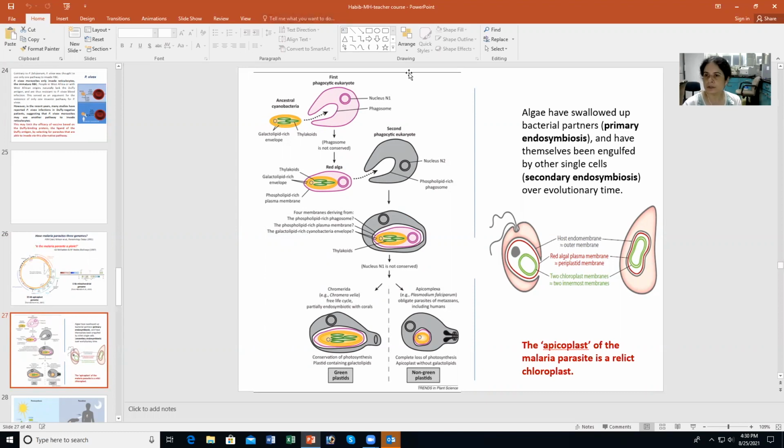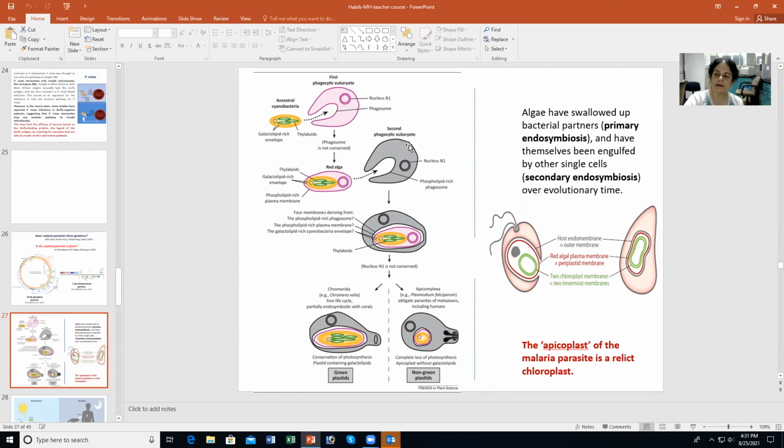The evolution of the apicoplast in the malaria parasite is also interesting because when you look at the apicoplast, it is surrounded not by 2 membranes, but by 4 membranes. You know that the mitochondrion is surrounded by 2 membranes. The green plastids are also surrounded by 2 membranes. But the apicoplast is surrounded by 4 membranes. An explanation for this is secondary endosymbiosis. I will briefly describe here what is meant by the process of secondary endosymbiosis.